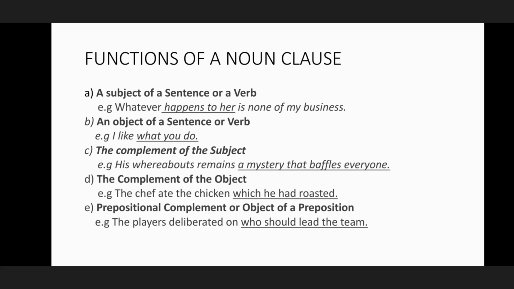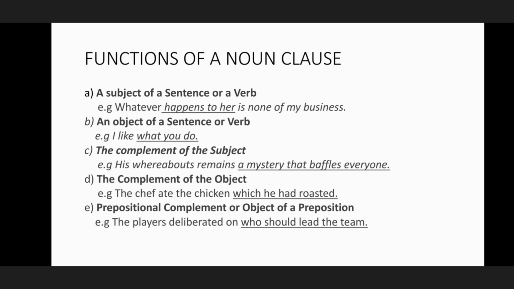The verb in that sentence is the word "is." So what we underlined, "whatever happens to her," is the noun clause coming before the verb in the sentence. That means the group of words underlined occupies the position of what? The subject of the sentence. I hope that is clear.